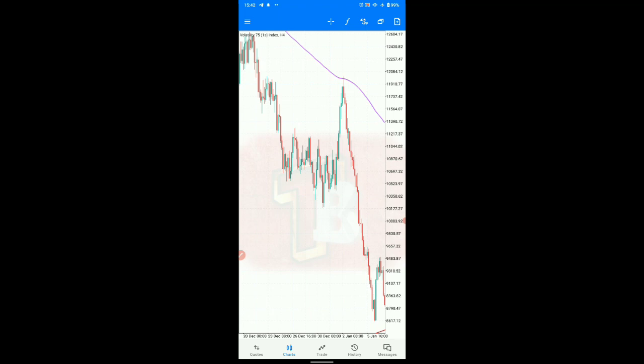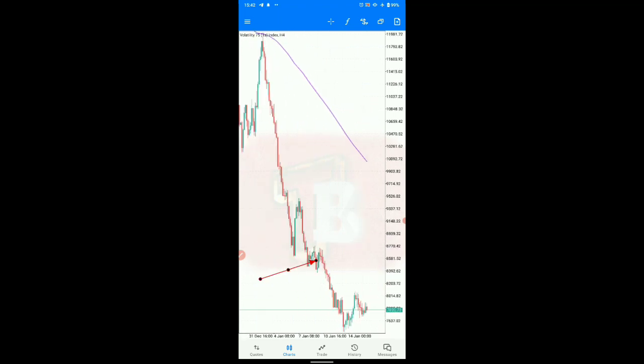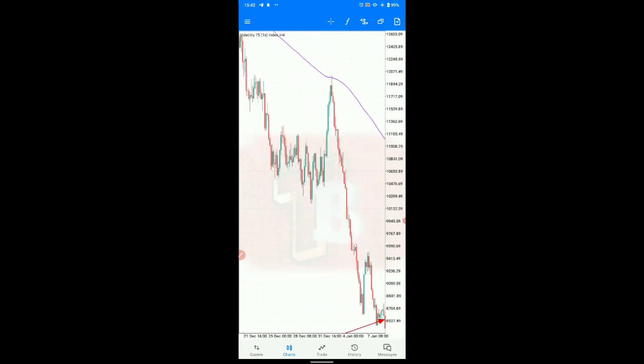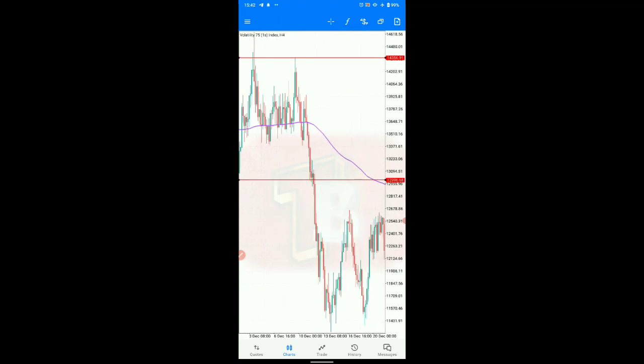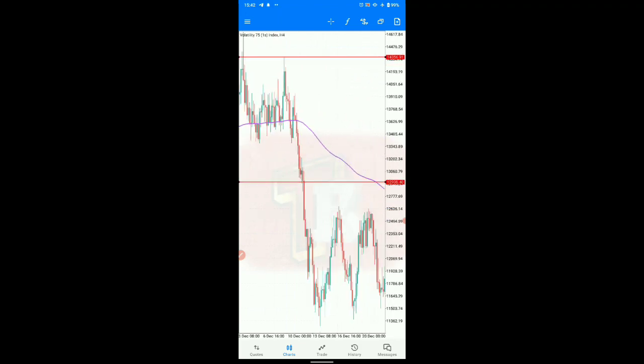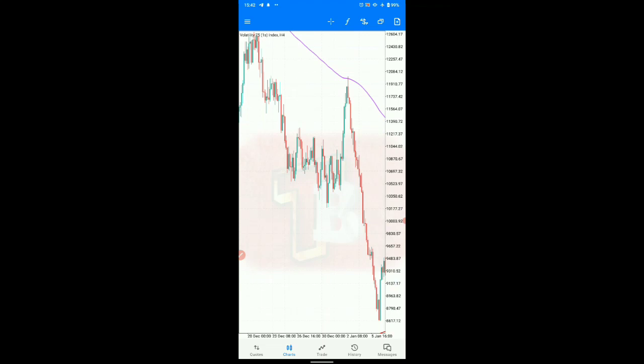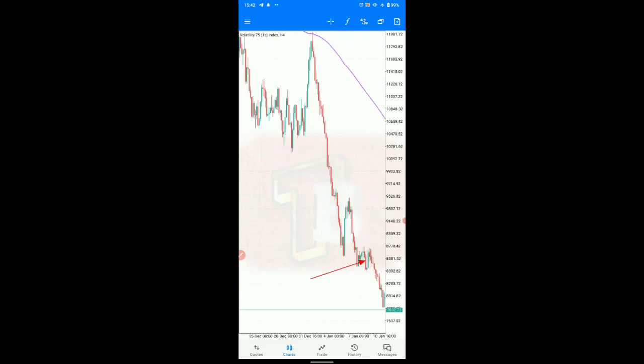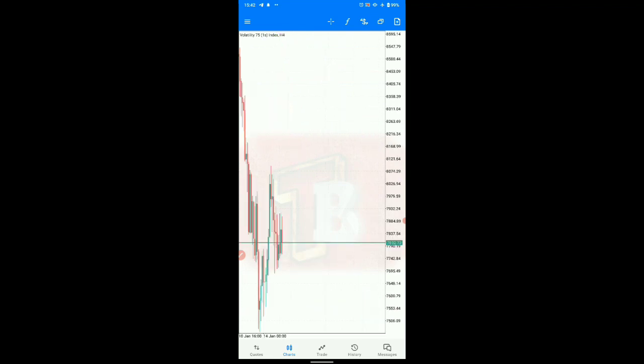Once you have this crossing of the 200 MA, the 200 moving average, then you look out for: is it a consolidation point? If you can see now, watch. Once it's crossing, it's always an impulsive move. There is no consolidation. See here, it's serving as a resistance zone. It's not consolidating. It is an impulsive move.